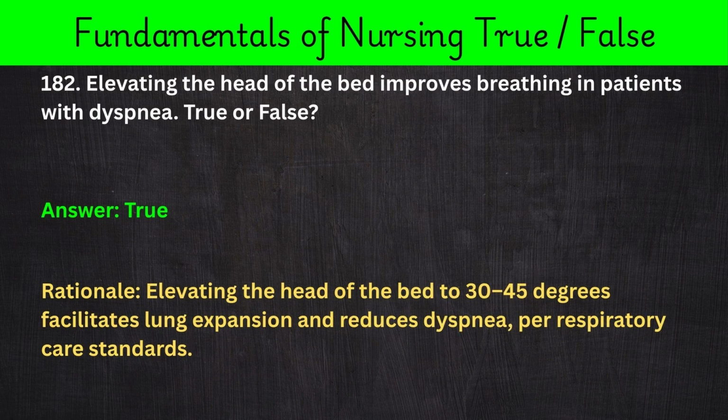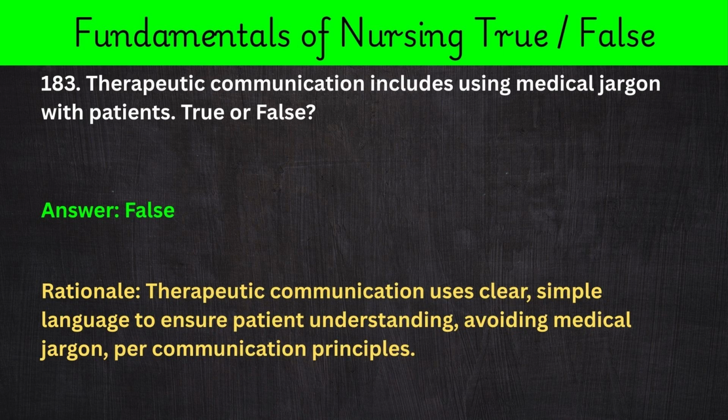182. Elevating the head of the bed improves breathing in patients with dyspnea. True or false? Answer. True. Rationale. Elevating the head of the bed to 30 to 45 degrees facilitates lung expansion and reduces dyspnea, per respiratory care standards. 183. Therapeutic communication includes using medical jargon with patients.